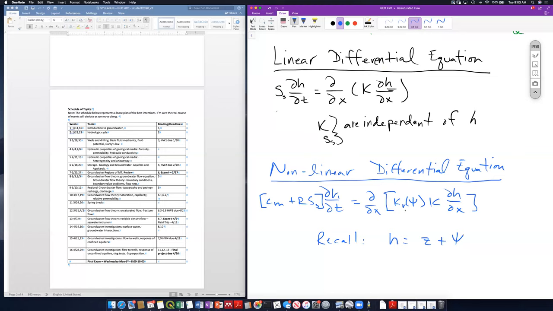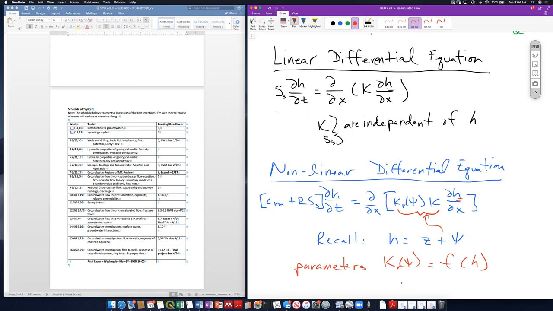So what does that tell me? That tells me that this term right here, my hydraulic conductivity, is a function. Here it's K sub r of psi. It's a function of head, the variable I'm trying to solve for. So I need to know what my head is before I can calculate the parameter hydraulic conductivity, but I'm trying to solve for head. This is the definition of a nonlinear equation.